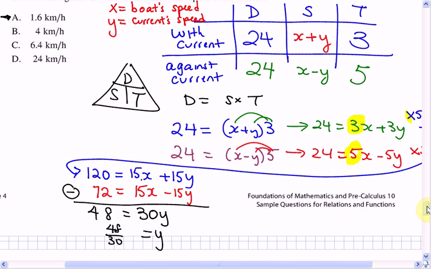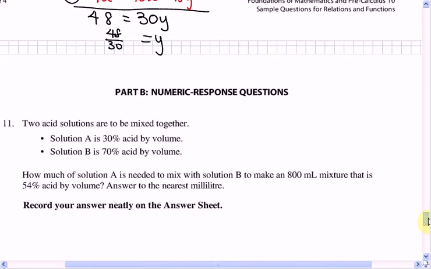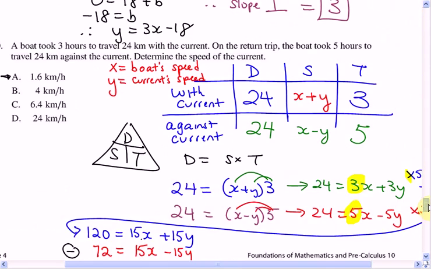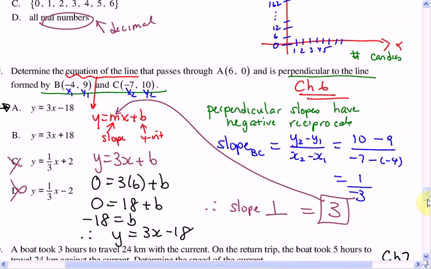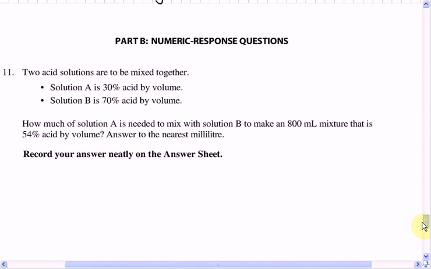You can punch this into your calculator. I'm just too lazy. Right. Moving on. Last one here. By the way, this was chapter 7, okay? Chapter 7. And the one before it, that was chapter 6. Last one here, numeric response.